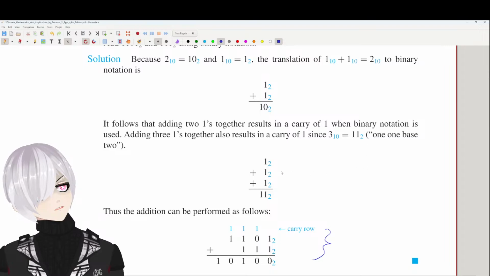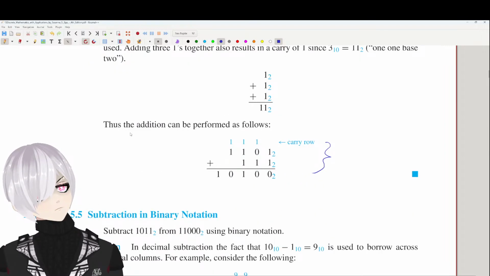So that's cool how it works similarly to decimal arithmetic.